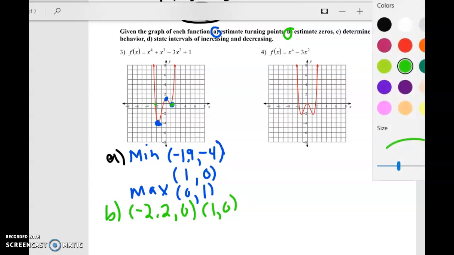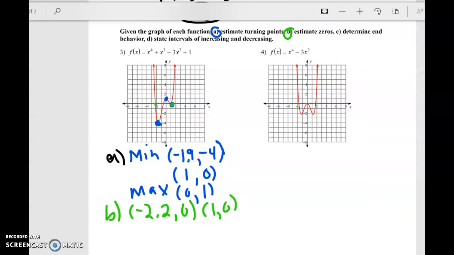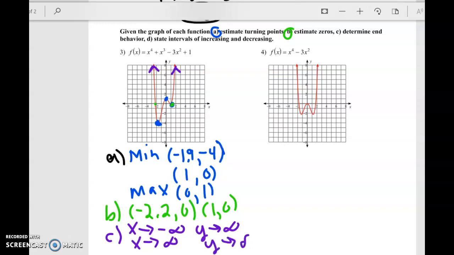And then C, end behavior, that's what are the arrows doing. So I have 2 arrows on this function. This left arrow, we have to think about as x goes to -infinity, that's the left arrow. What's the y doing? Well, that arrow is pointing up on the left, so that means y is going up to +infinity. And the other, as x goes to the right forever, y is also going up forever.